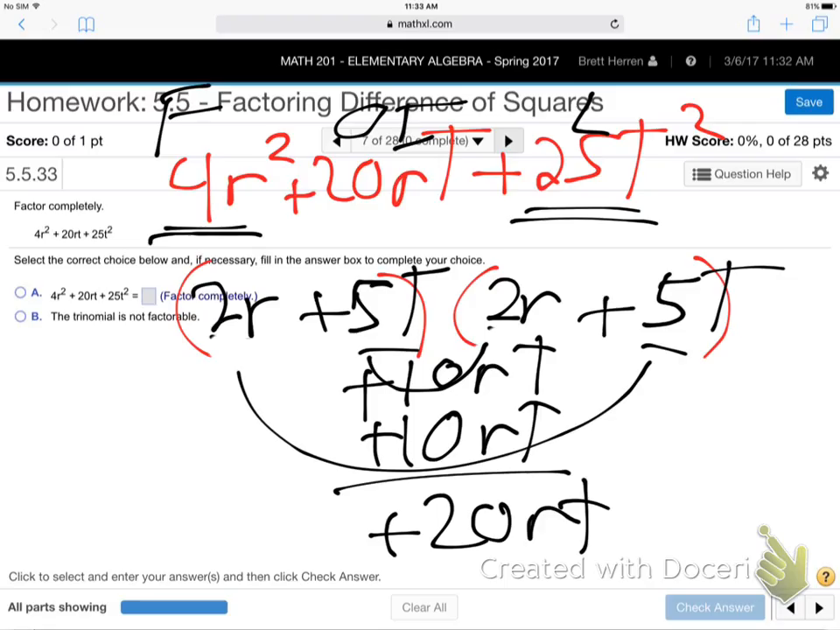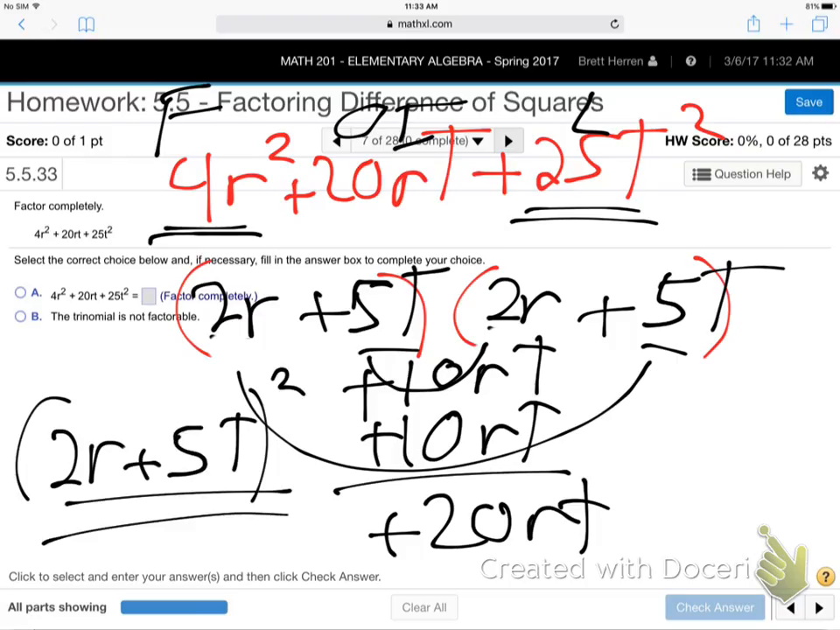And would it be squared because you're adding, right? So the final answer is 2r plus, boy, I'm really getting scribbly here, 2r plus 5t squared. So there's the final answer. Did I answer your question? Because they're identical twins, right? Whenever you have two identical twins, you just write that squared. Is that your question?